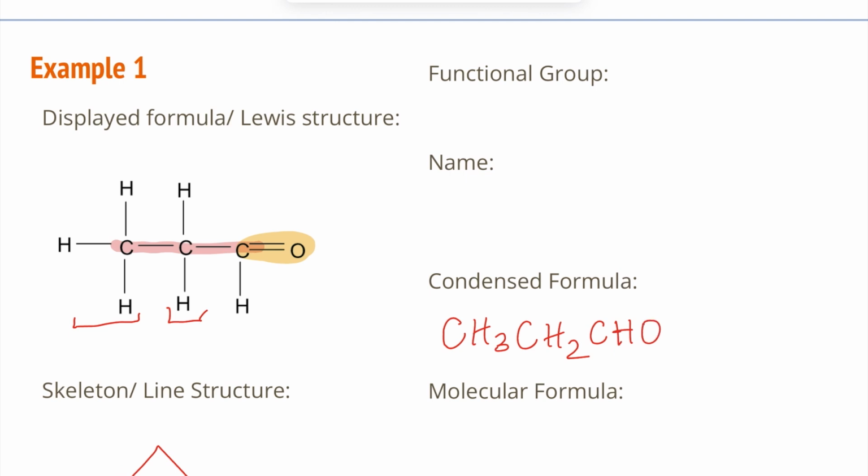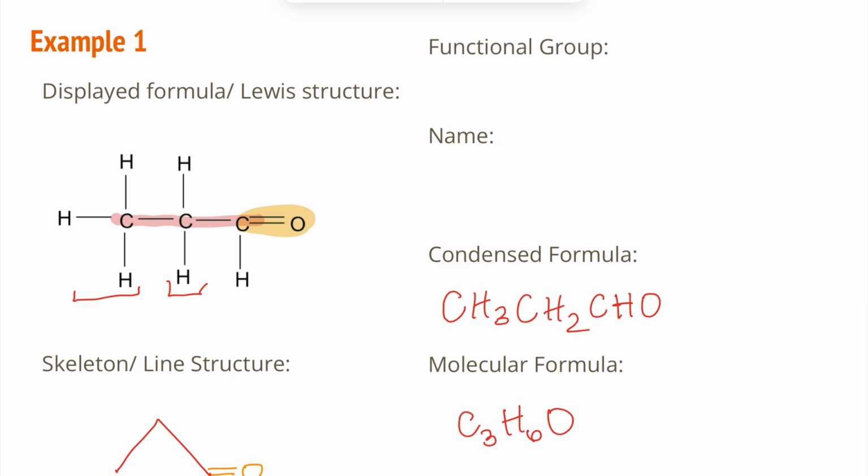My molecular formula is really a tally of those parts. So I have 3 carbons, C3. Then I would do my hydrogens. I have 1, 2, 3, 4, 5, 6 hydrogens. And then we would have that O. But what is this actually?